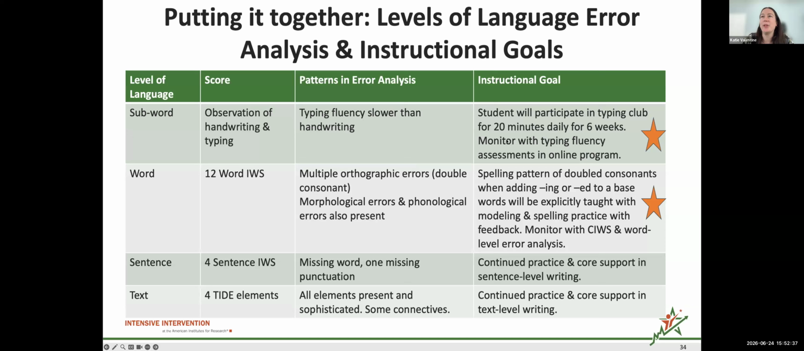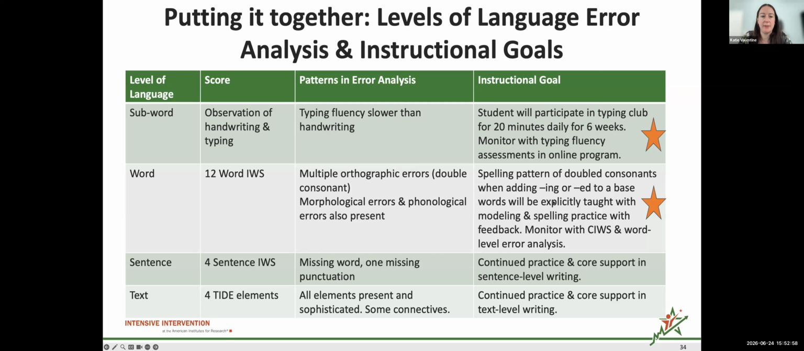So looking at that low-hanging fruit, the typing fluency that the student had was slower than their handwriting. And so thinking that, okay, let's have this student participate in a typing club. They're going to work on typing for 20 minutes daily for a set number of weeks. And we will monitor that with the typing fluency assessment in that online program.